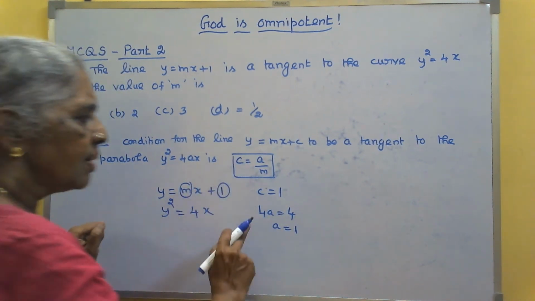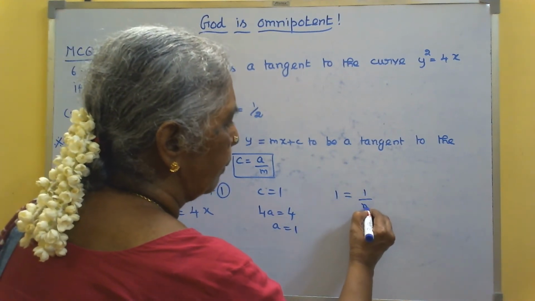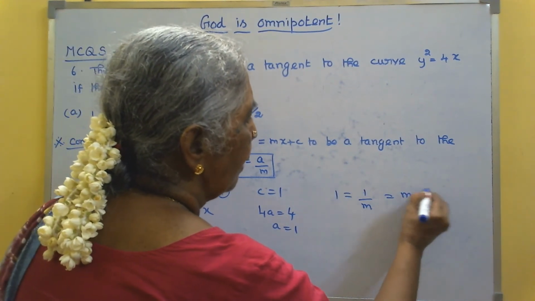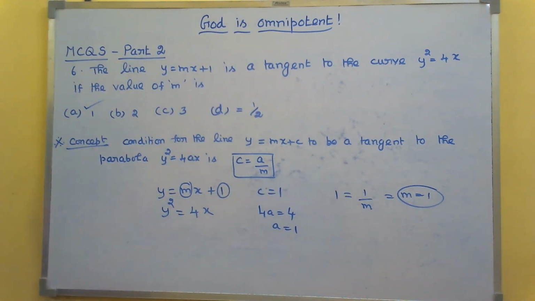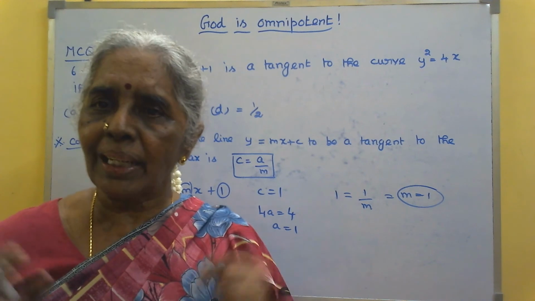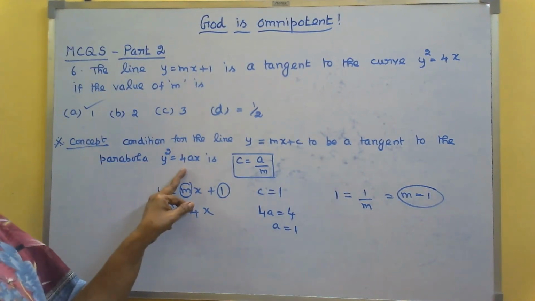So use this. c is 1, that is equal to a is 1 by m. So you get m is equal to 1. So the option A, m is equal to 1 is correct. So how quickly you got the answer, right? So you can use this. Please make a note of this concept.